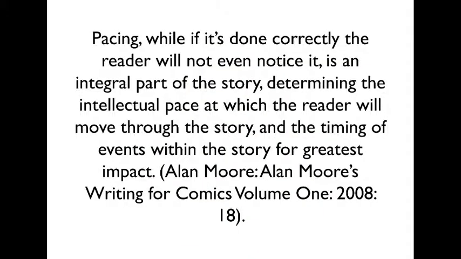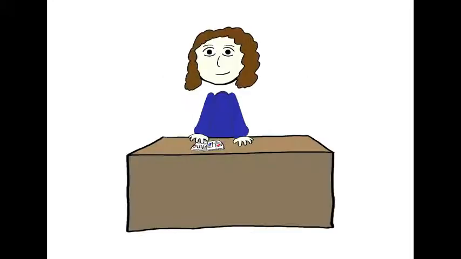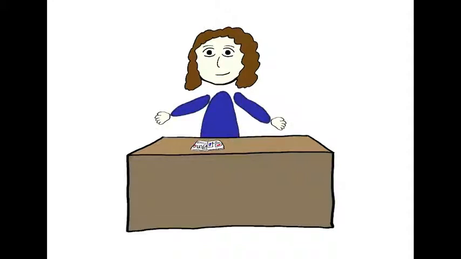Pacing, while if it's done correctly the reader will not even notice it, is an integral part of the story, determining the intellectual pace at which the reader will move through the story and the timing of events within the story for greatest impact. To understand comic book pacing, try to work out how long the reader will spend looking at a panel before moving on to the next one. First, they will spend time reading the captions and dialogue balloons. A panel that contains the standard 35 words will take 7 to 8 seconds to read, depending on the complexity of the accompanying image. Read a comic with pacing in mind, and you begin to get a sense for how long a reader will spend on each panel.